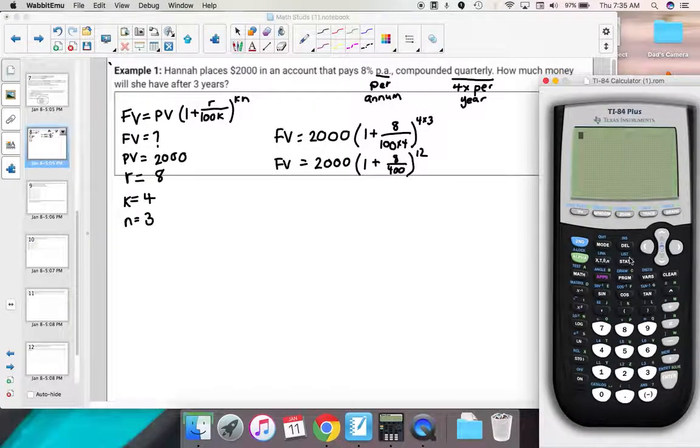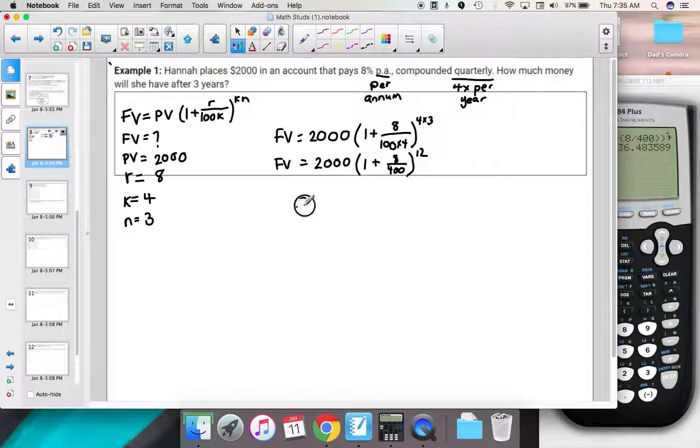So here we go, we're looking at 2,000 times 1 plus bracket 8 divided by 400. Close both my brackets there, to the power of 12. So Hannah is going to end up with a future value of $2,536.48.